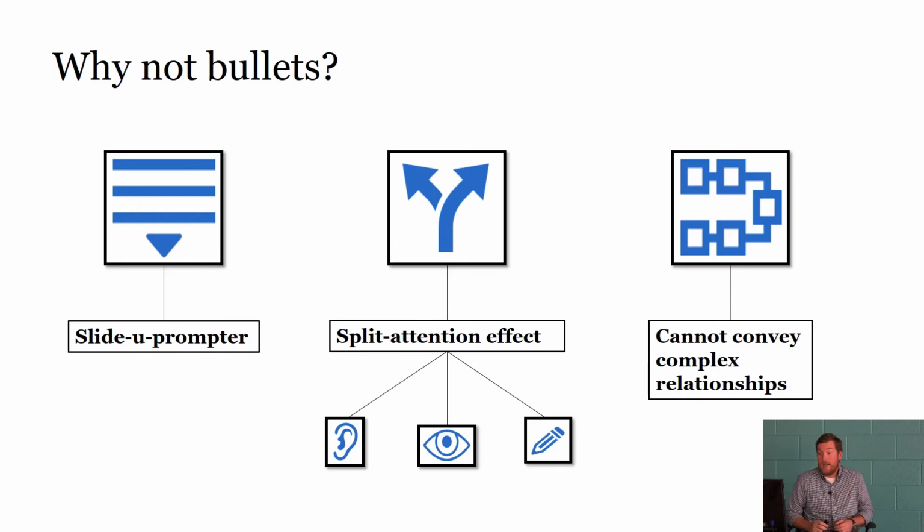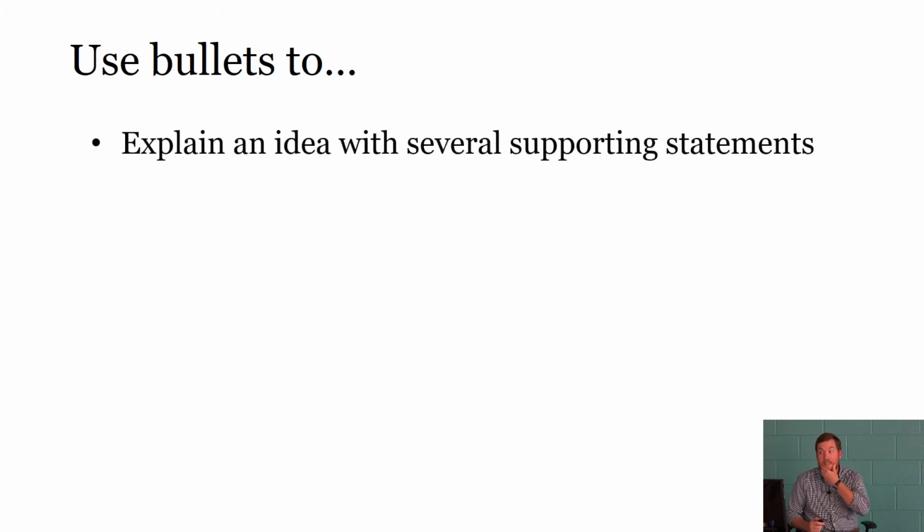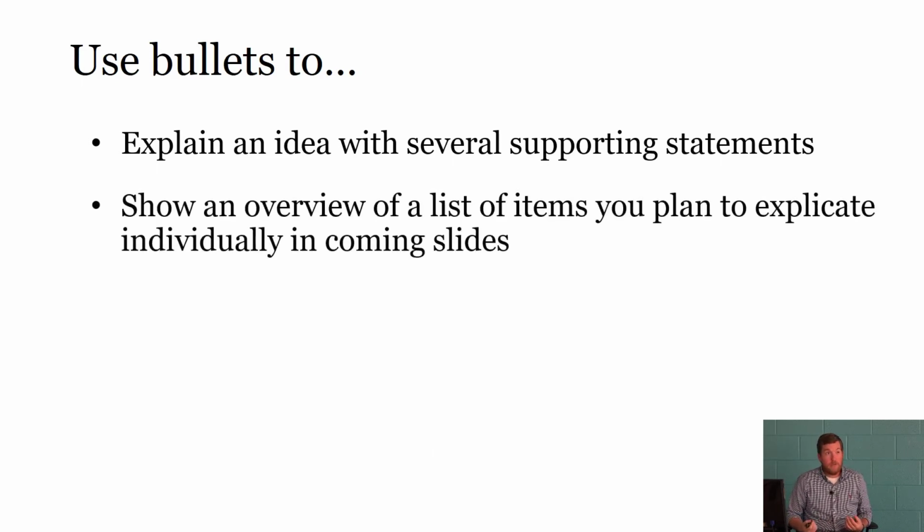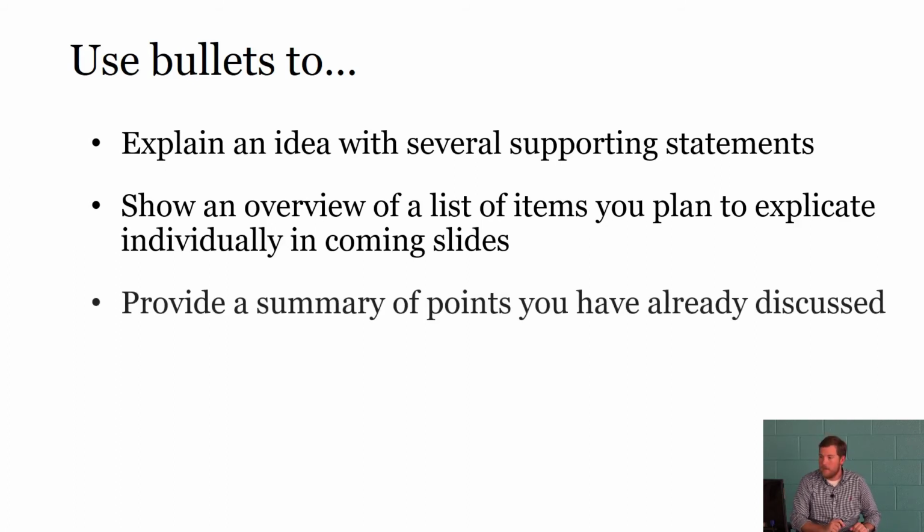So if bullets have a purpose, then what is that purpose? Because they're there for a reason. So we can use bullets to do a few things: explain an idea with several supporting statements. I would usually say anything more than 3 or 4 bullet points on a slide is going to be too much, though. Show an overview of some stuff you've already explained, so kind of as a summary slide, list some bullet points there. And then, again, to provide a summary of some things you've already talked about.